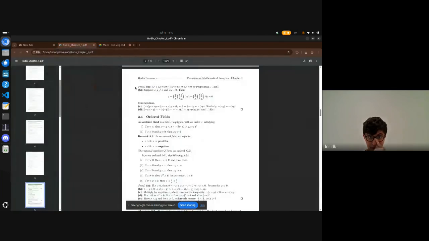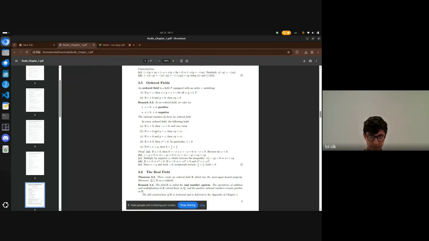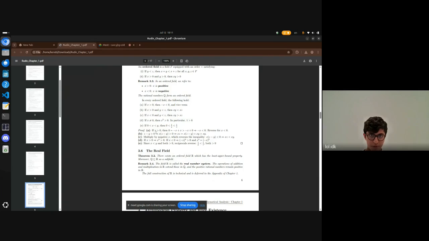An ordered field F is a field F equipped with an order satisfying: if y is less than z, then x plus y is less than x plus z, and if x is greater than 0 and y is greater than 0, then xy is greater than 0. In an ordered field, we refer to x greater than 0 as positive and x less than 0 as negative. Rational numbers Q form an ordered field. In every ordered field, the following hold.